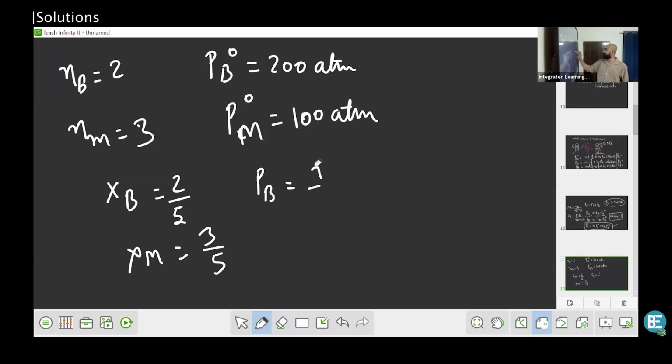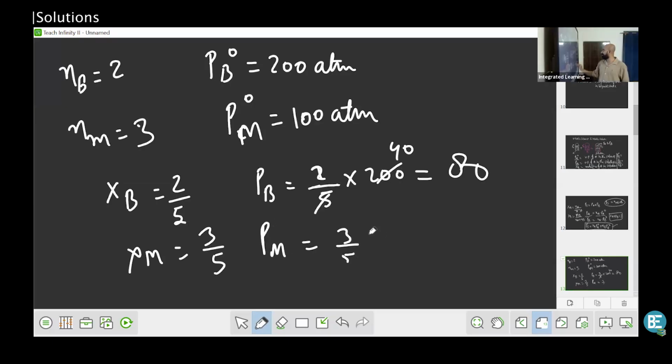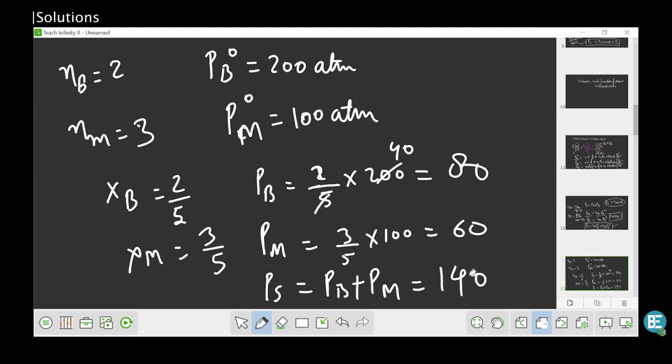So that is 2 by 5 into 200, that is 80. What is the pressure of methane? 3 by 5 into 100, 60. So what is the total pressure? Pb plus Pm. 140. How many of you got this?